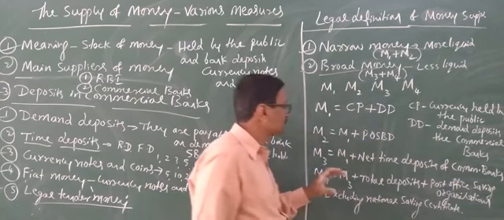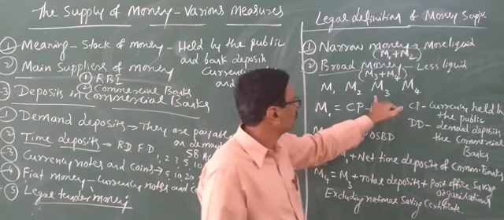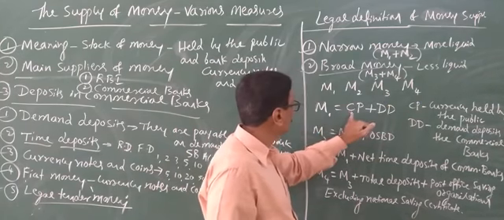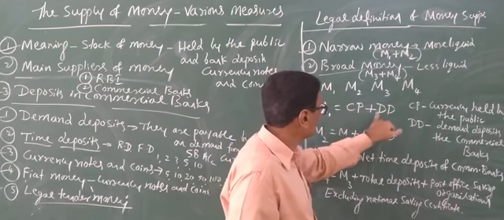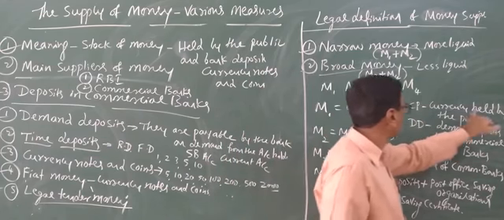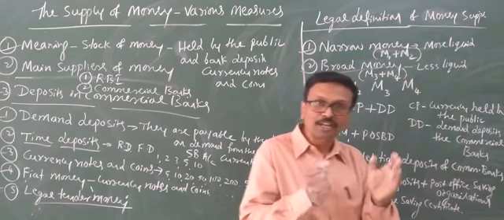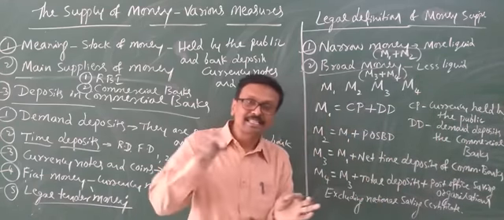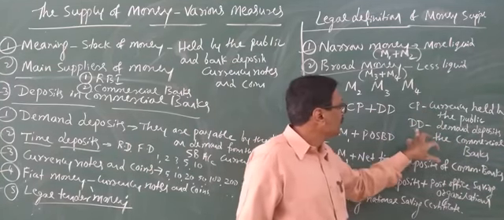Then M1, M2, M3, M4. The legal definition must be prescribed by the Reserve Bank of India. M1 is equivalent to CP plus DD. CP indicates currency held by the public. How much quantity of currency notes and coins exists with the public, that can be shown in the form of CP.